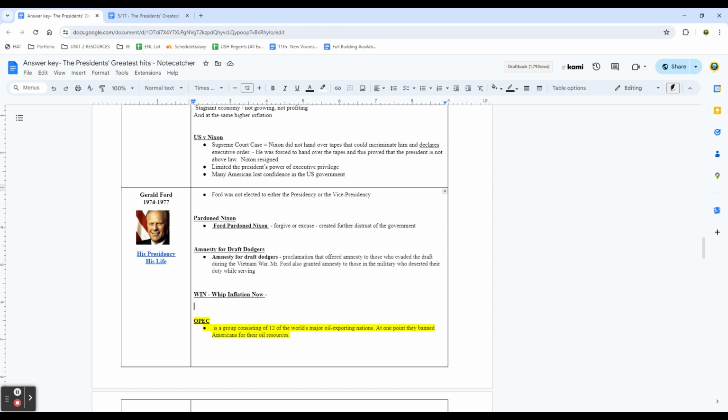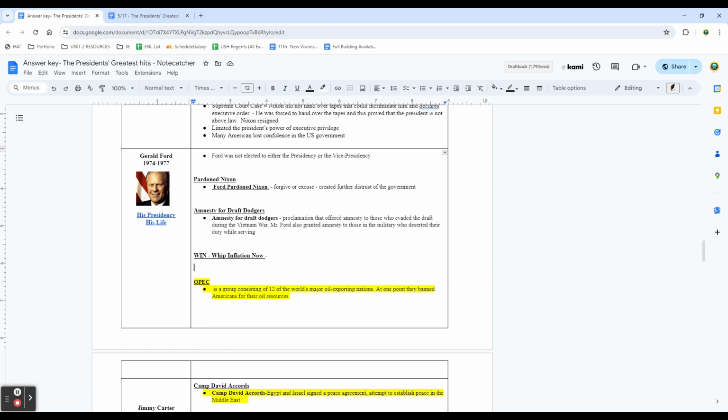In addition, Gerald Ford wanted to win, or whip inflation now. This was a plan by the Ford administration to really go after combating inflation through public action. Inflation and the oil crisis was a major issue in Ford's presidency.